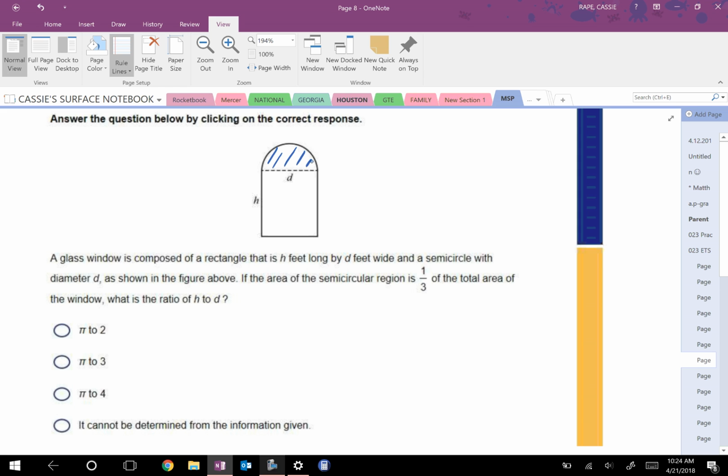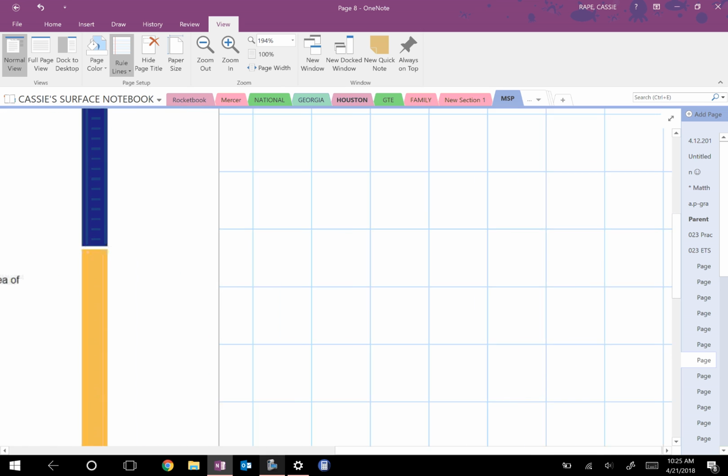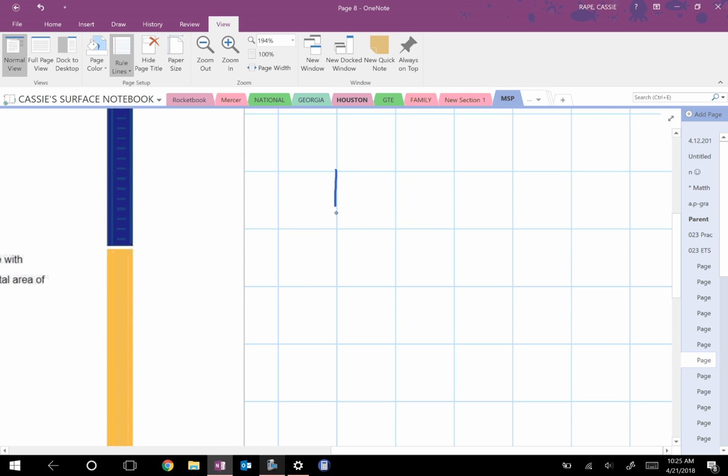So that would be 1/3 of the area of basically all of these things. This whole window is 1/3, the top is 1/3 of it, okay? And then it wants you to figure out what's H to D. I think it might be helpful to look at it like this.